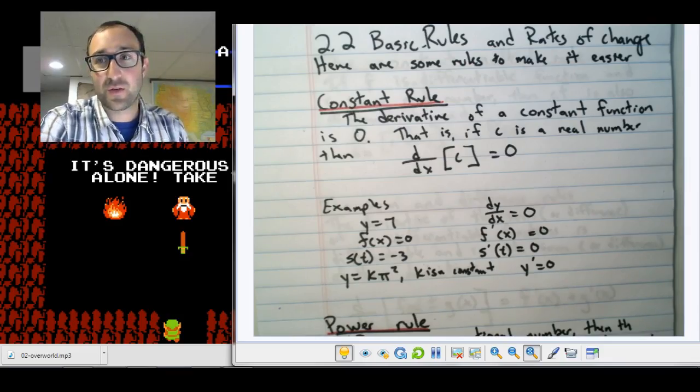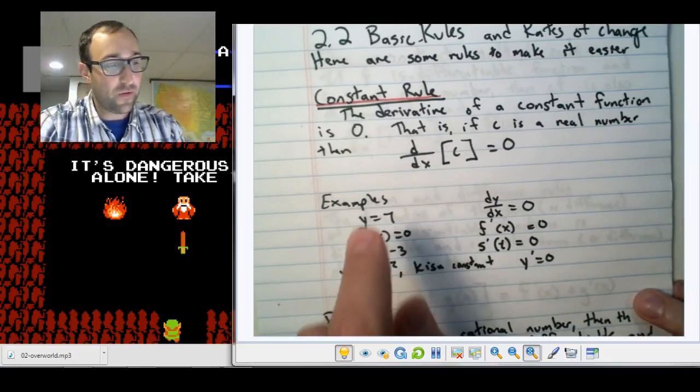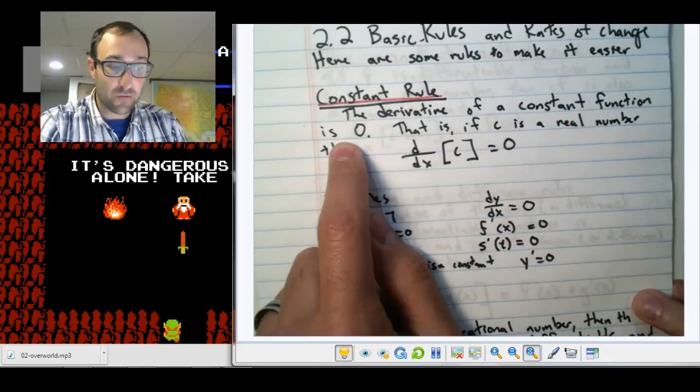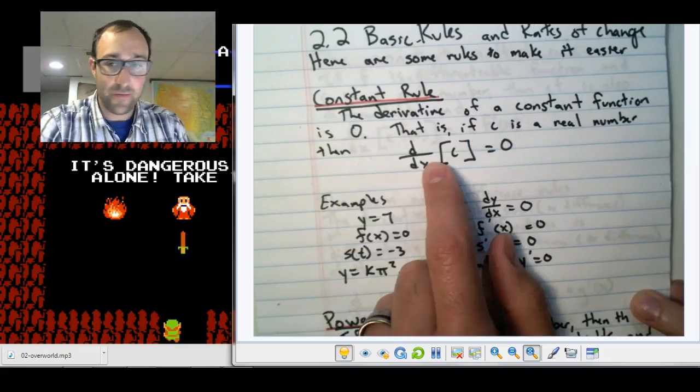Here are some things you can do to help you with differentiation and derivatives. Remember, it's dangerous to go alone. Take these rules with you to help you out. The first one is the constant rule. The derivative of a constant function is 0. That is, if c is a real number, then the derivative of c is 0.